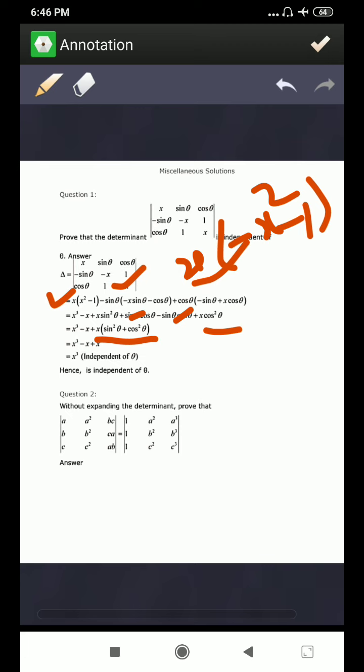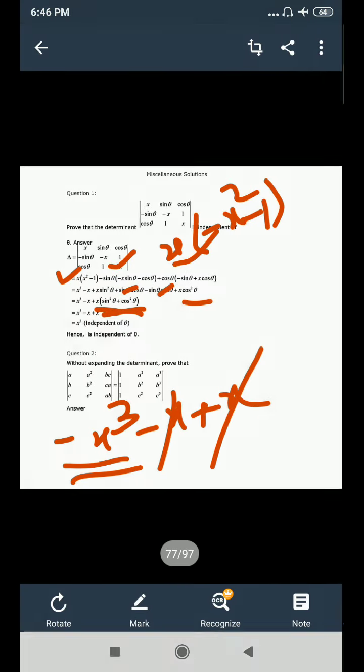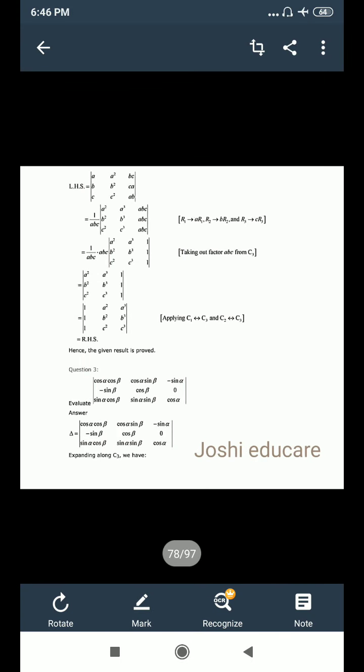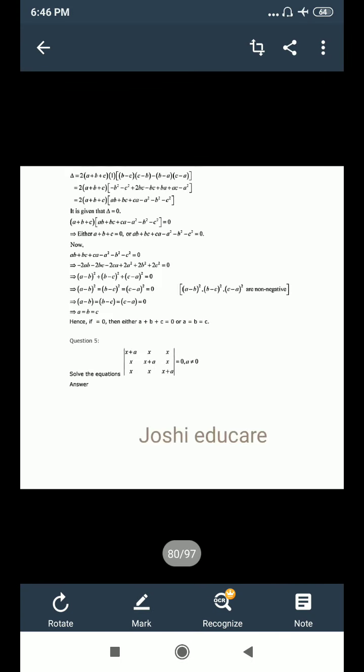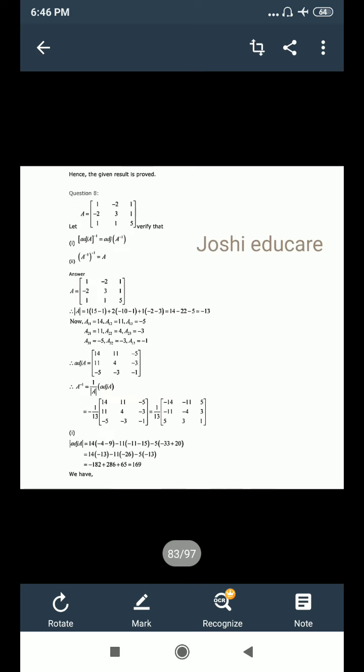So you will have minus x cube minus x, and sine square theta plus cos square theta is 1, plus x. So both will cancel out each other. You get the answer in the form of minus x cube, which is independent of theta. So in this way, we can say the value of this determinant is independent of theta. Now, the next question belongs to determinants. Third, fourth, fifth, sixth are also from determinants.